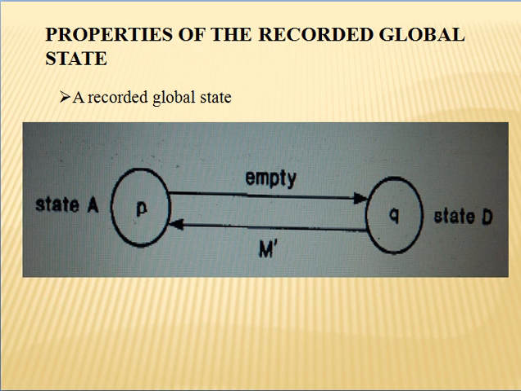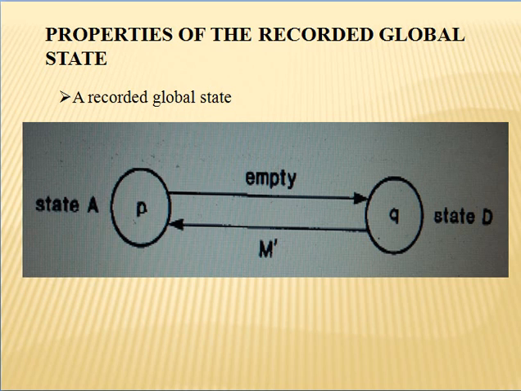Then let's go to the properties of the recorded global state. This shows the recorded global state diagram. Assume that the state of P is recorded in global state S0, and the state recorded for P is A. After recording its state, P sends a marker along the channel, which we can consider as C. We can assume that the system goes to global state S1, then S2, then S3, while the marker is still in transit, and the marker is received by Q when the system is in global state S3.